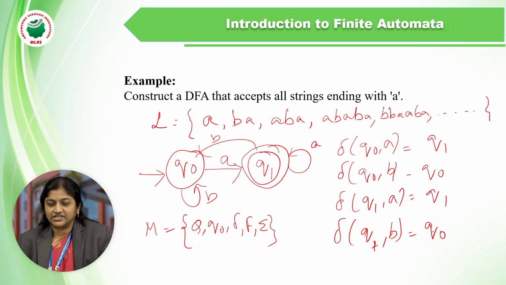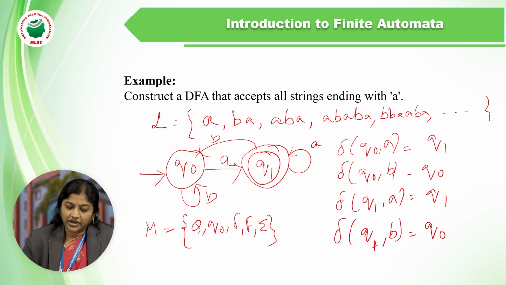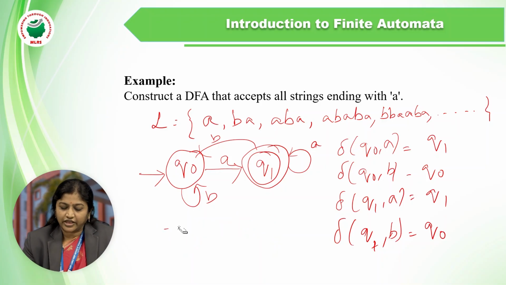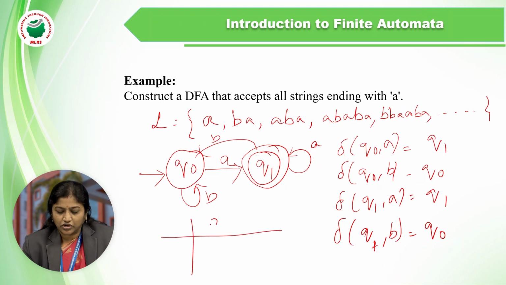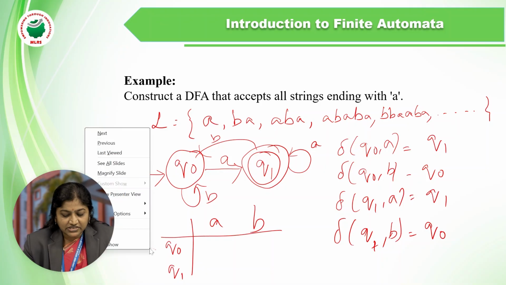Okay, these are the transitions, and we can write this in the form of a table, that is states as well as input symbols. Okay, input symbols, and how many states are there? 2 states. And which is the start state?